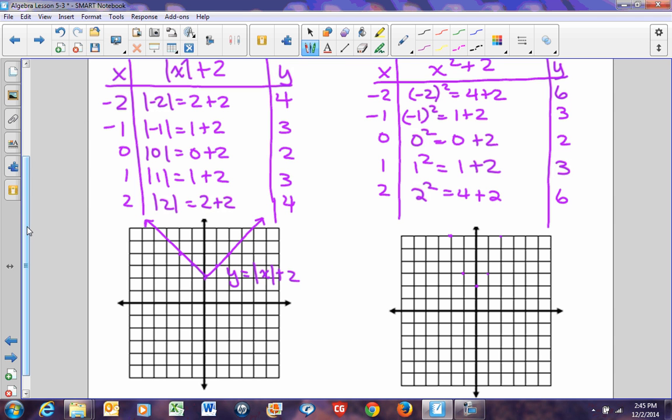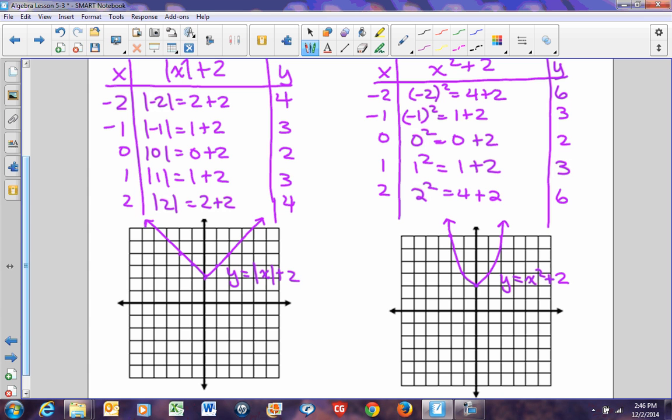Now we can't graph these with straight lines. It would be a really weird looking graph. But we can do what we call a smooth curve. You notice it's kind of curving up this way and curving up this way. This is called a parabola. It's the graph of a quadratic, which is anything taken to the second power. So this is y equals x squared plus 2.